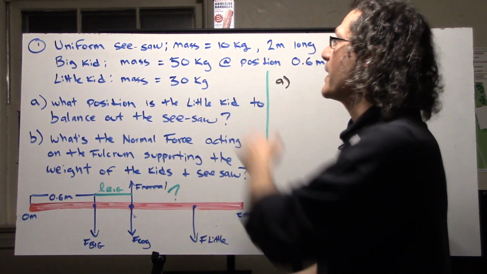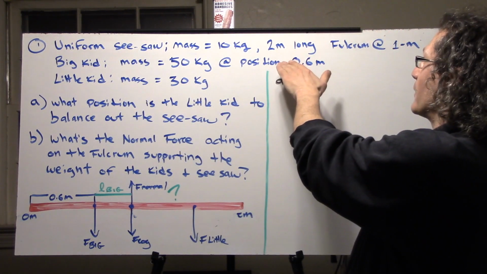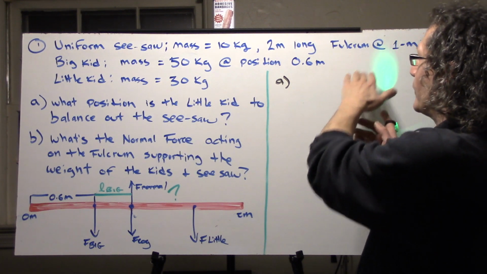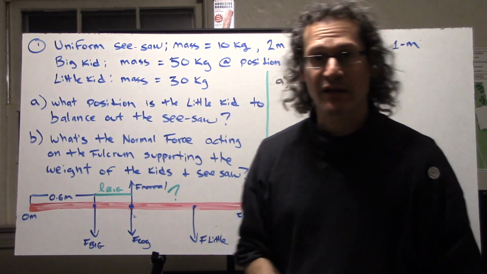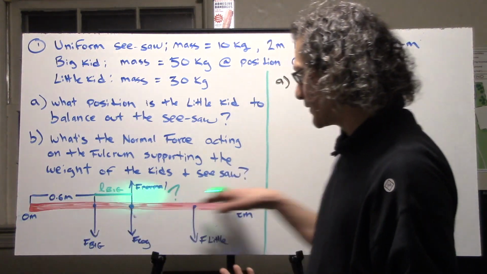Mass is evenly distributed, and that mass is 10 kilograms. And it's 2 meters long, and the fulcrum in this case will be at the center, at the 1 meter location. So what I've done here is created a drawing of the seesaw.